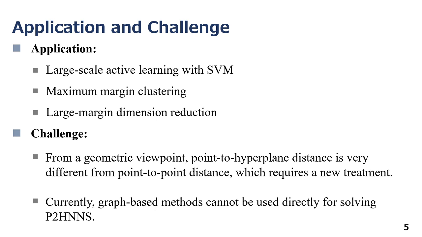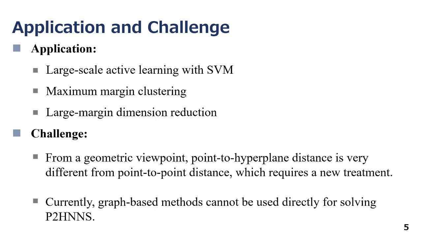Apparently, an exhaustive search is not acceptable for a large-scale dataset, which requires us to design an efficient index structure. At first glance, the only difference between P2HNS and ANS, that is the approximate nearest neighbor search, is the query type, but the designs of their index structures are quite different.